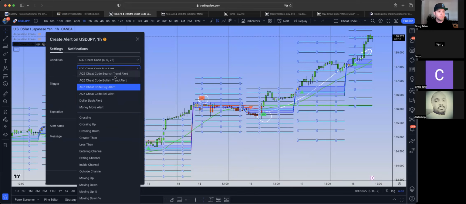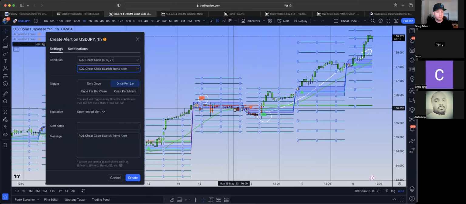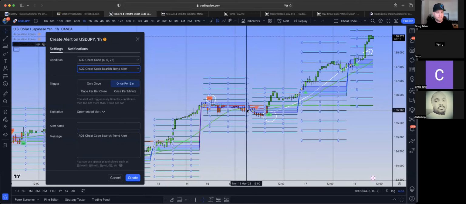Now, the next alert option I want to review with you is an interesting one. So AQZ Cheat Code Bearish Trend Alert and Bullish Trend Alert. A bearish trend alert is going to be when price is below the weekly and/or daily sentiment line and your trend moving average. So when both or all lines are red, it's going to trigger you saying it's in a bearish trend.